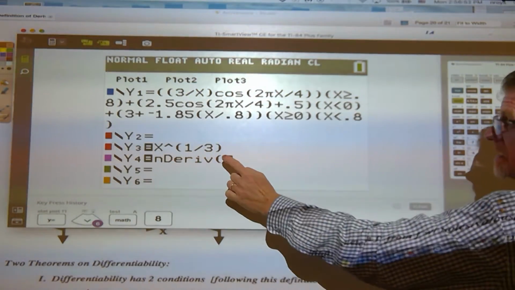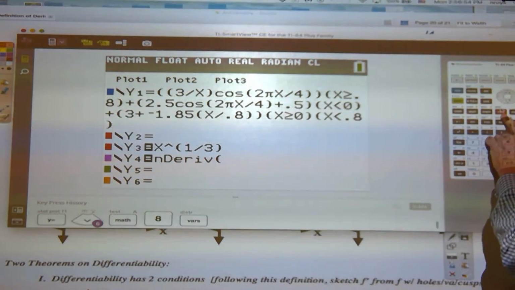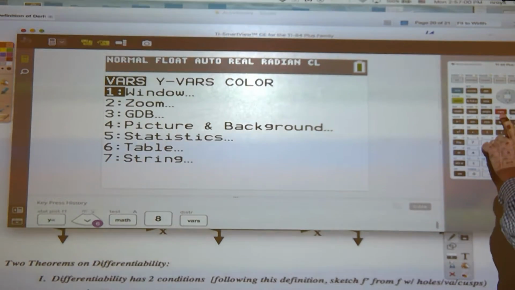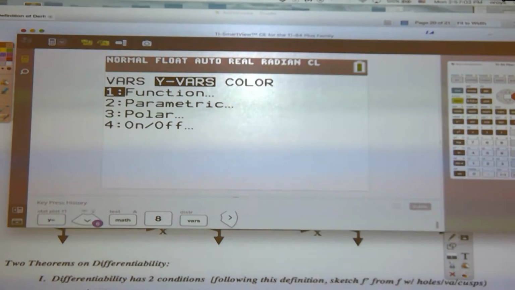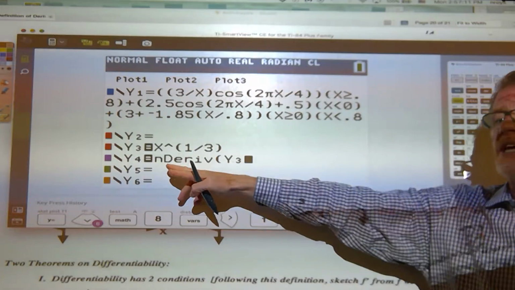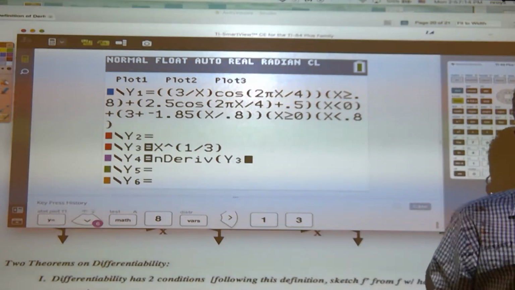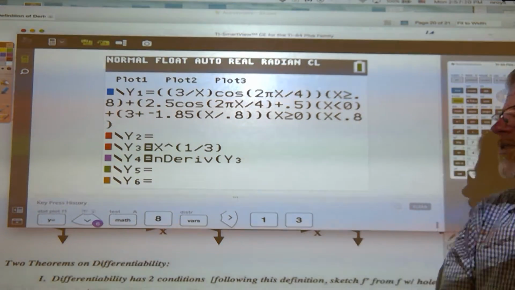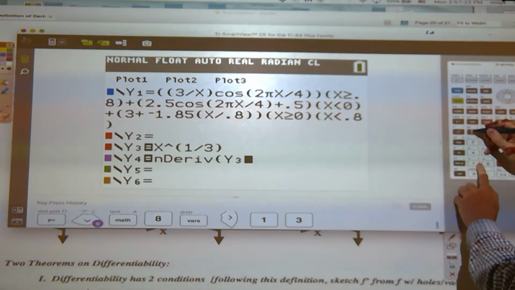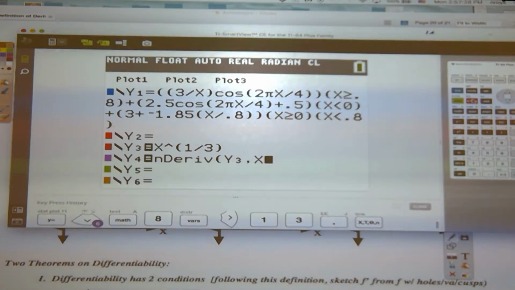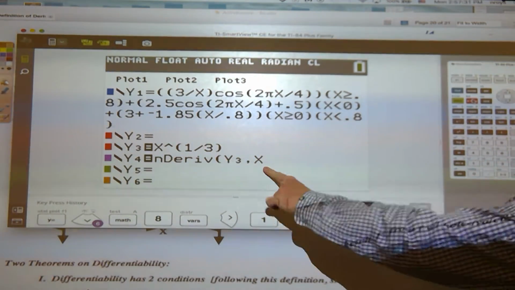To get y3 in here, we're going to go to vars. Vars is right here. Right arrow to the Y-vars submenu and pick item 1; notice that Y3 is item 3. We're going to sketch a graph of the derivative of function Y3, or if it was typed up here in Y1, you would do Y1, whatever you want the derivative of, put it there. The comma is above the 7, so comma x. We're taking the derivative with respect to x. For now, trust me that you need an x.